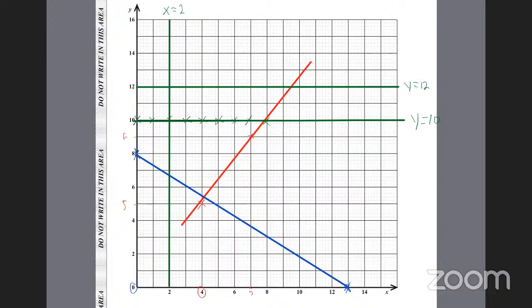Okay? When you draw it, go to your note, X equal to K. X equal to K is a vertical line to the point K.